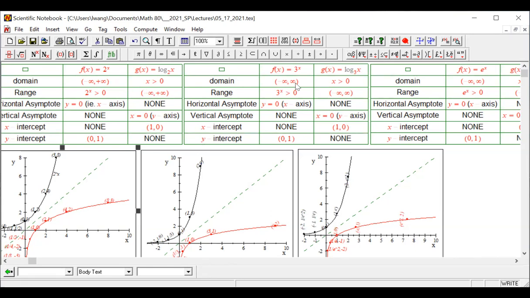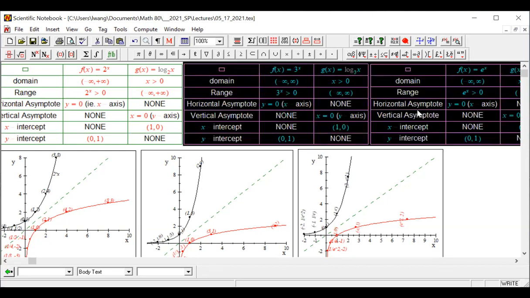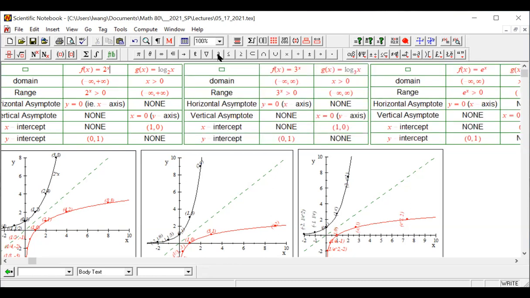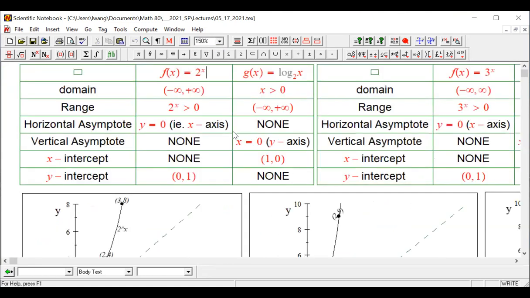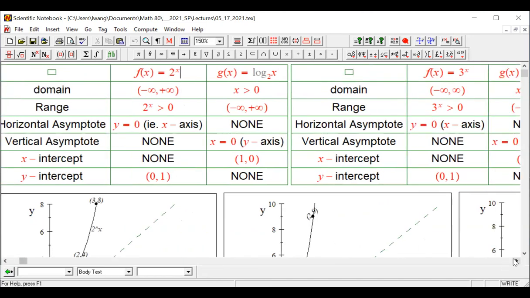Right? Domain, let's compare one by one. So can we condense all of these into one table? We sure can. If you look at the tables, the first two, domain, range, everything, same, right? So what is true for 3 to the power x is going to be true for e to the power x about domain and range, right?